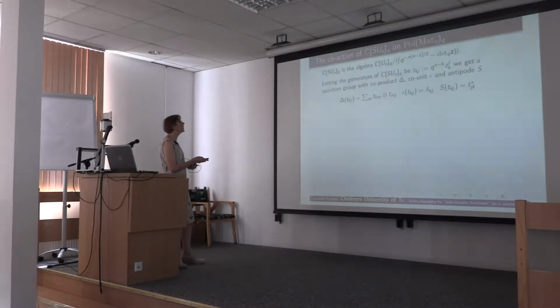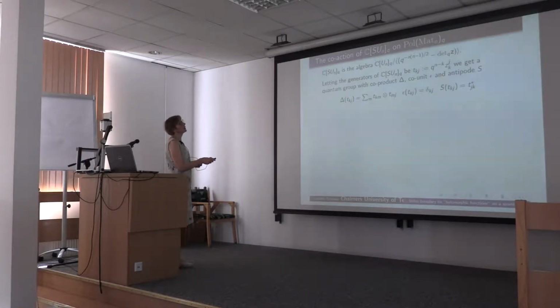In order to work with this algebra, as I told, it has some kind of quantum symmetry, so it has a coaction of a quantum group. This quantum group, the algebra of regular functions on quantum SU_n, is just this quotient of quantum U_n with this ideal.